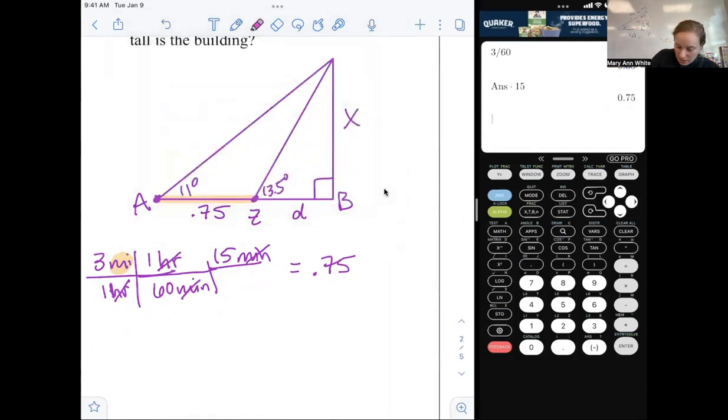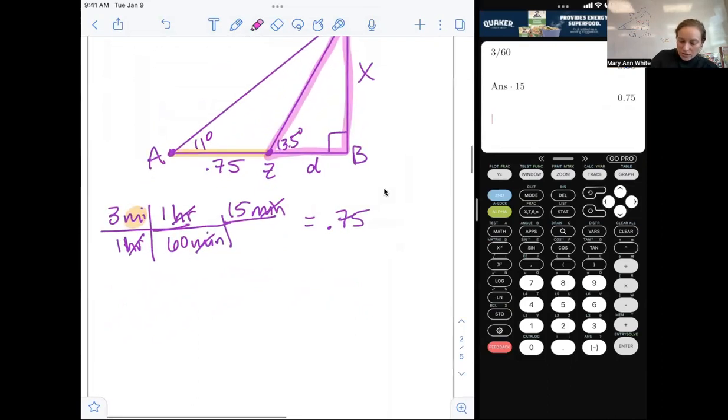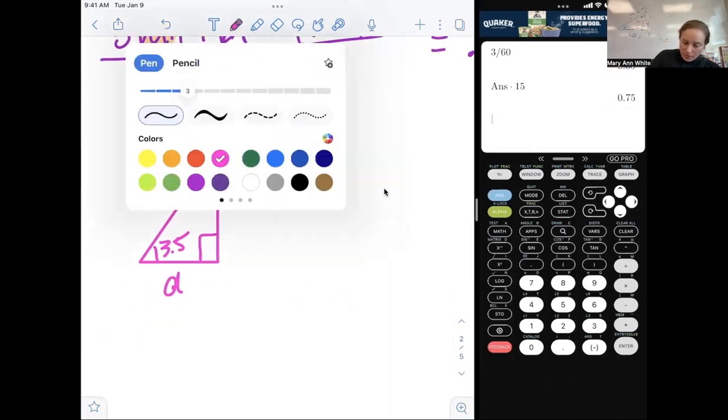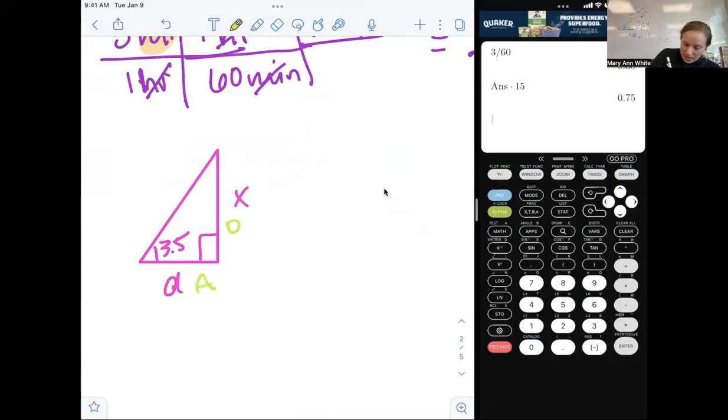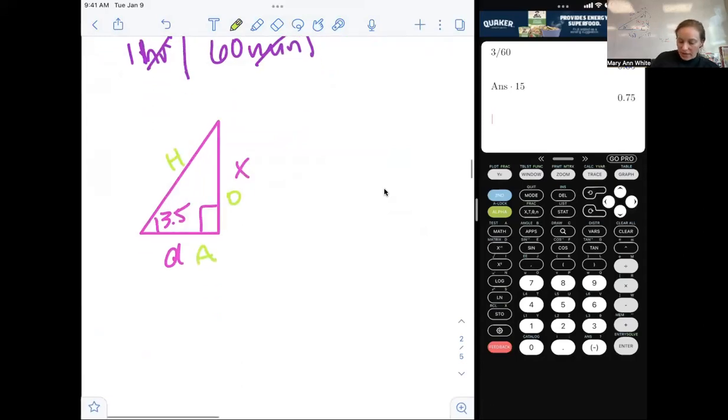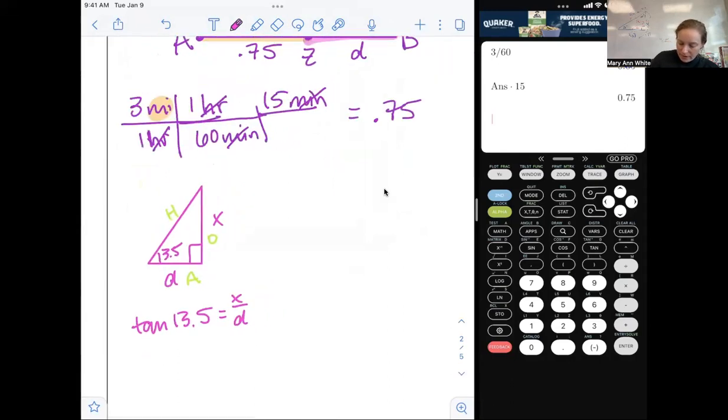All right. I'm going to trace the triangles in different colors, and we're going to use tangent of each in order to solve. So I've got a pink triangle that I'm going to do over here. So D, X, and then 13.5. The way we've done all of these is it's always tangent just because of how it's set up. So I'm going to say tangent of 13.5 equals X over D. I'm going to simplify that in a second.